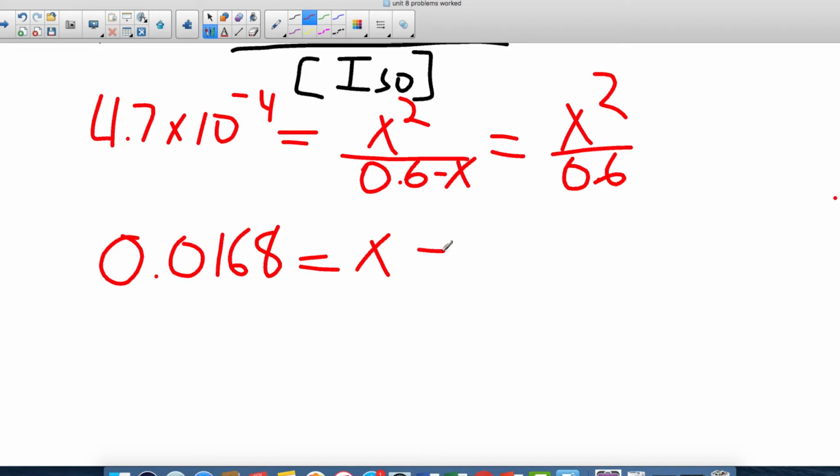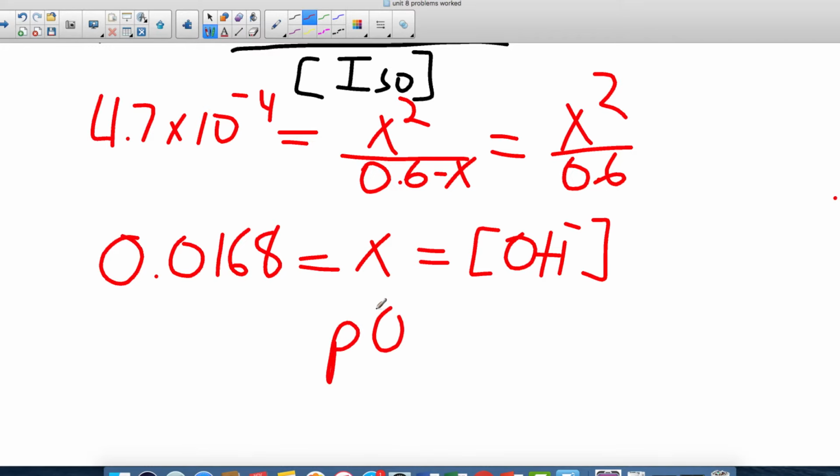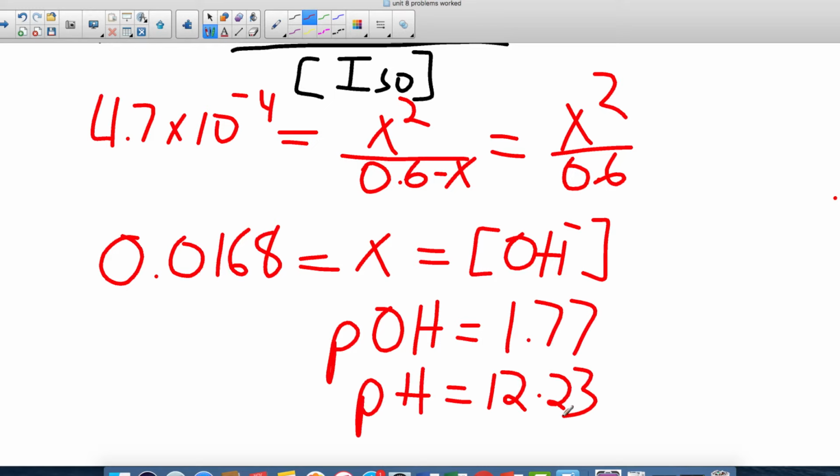And remember that that is also the hydroxide ion concentration. So if you take the negative log of both sides, you find out that the pOH of this would be 1.77, giving us a pH of 12.23, because after all, pH plus pOH always adds up to 14.